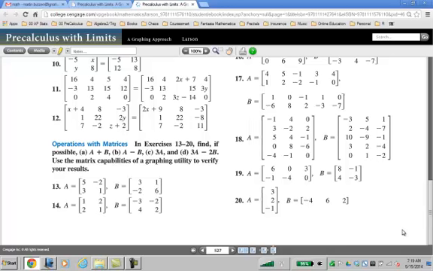You can only add and subtract two matrices if they have the same dimensions. This is a 2 by 2 and this is a 2 by 2, so they can be added together. Each matrix has to have an element corresponding to all the elements in the other matrix in order for you to do addition or subtraction operations. So let's go back to the journal.